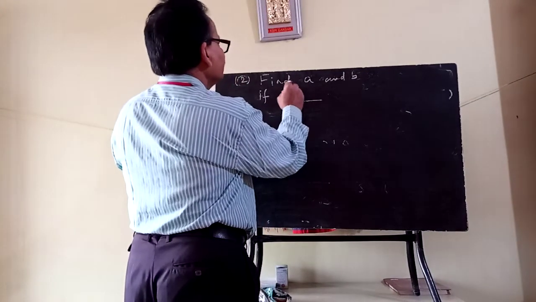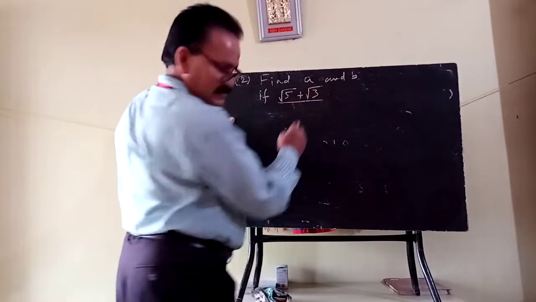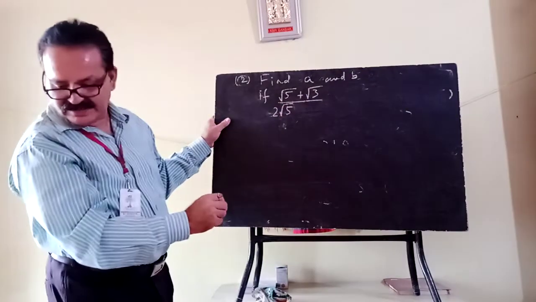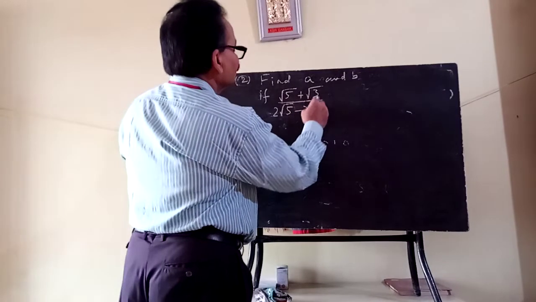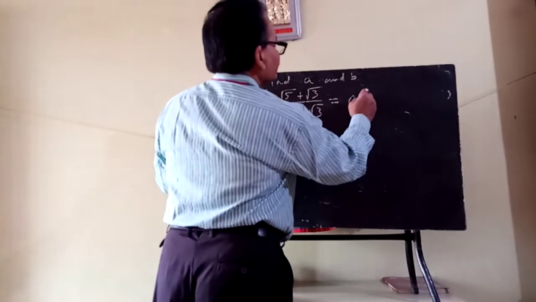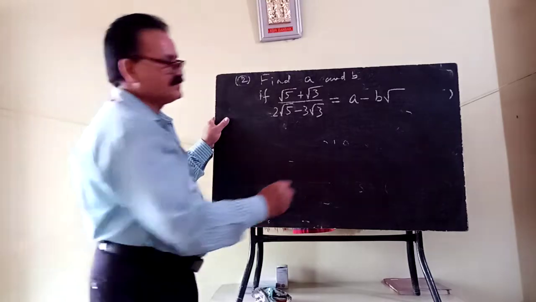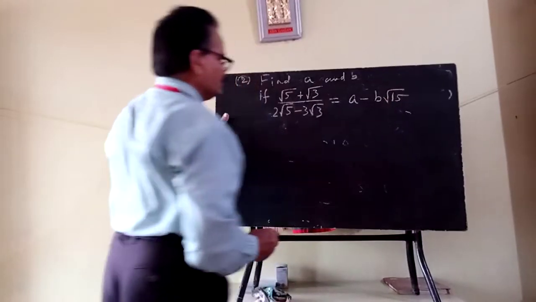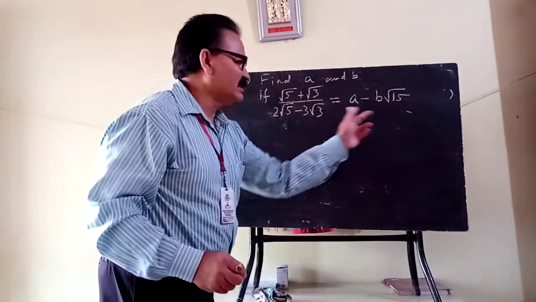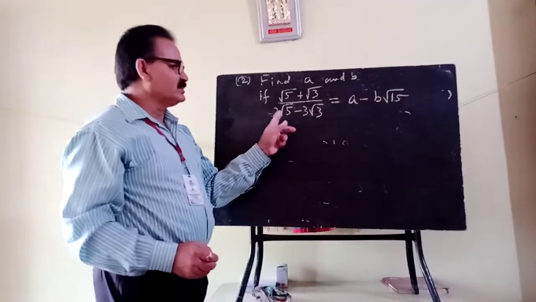square root of 5 plus square root of 3, divided by 2 root 5 minus 3 root 3, equals a minus b root 15. Suppose this is your question. Now what will you do? Because there is nothing in the denominator, your first target is to rationalize the denominator in this question.